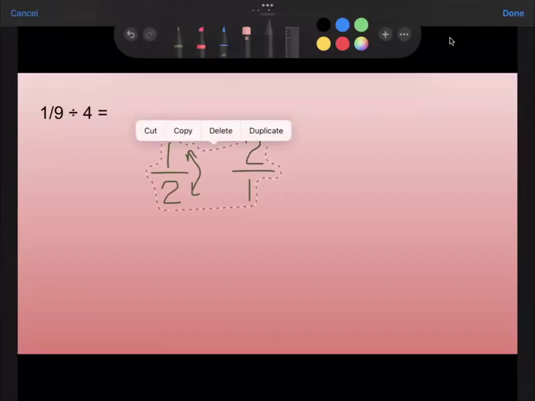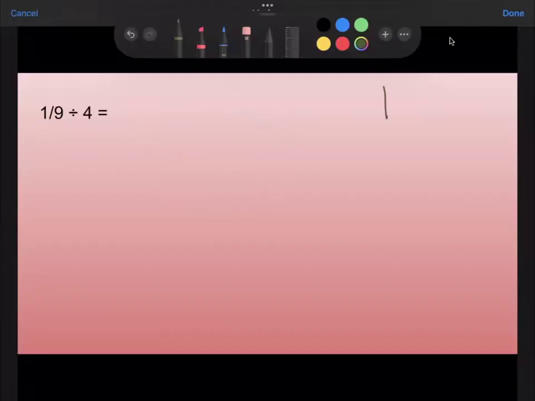That's kind of a big word to use, so what we do is shorten the method to what we call keep, change, flip. Now you might have heard this phrased in a different way, and that's totally understandable. So let's see what keep is. Keep is keeping that first fraction the same, so we're going to keep that as 1/9. The change is changing from division to multiplication, so I'm going to put that multiplication dot right there.